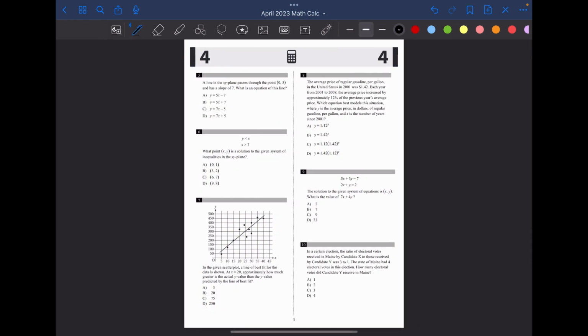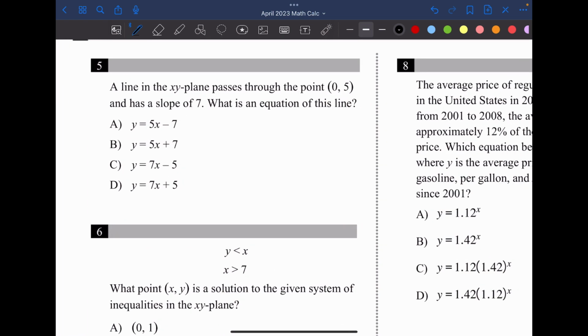Pretty simple. Question number 5, a line in the xy-plane. So for xy-plane, this is to confuse you a bit, but the xy-plane just means a normal graph that you've seen before. But yeah, so a line on a graph passes through the point (0, 5). So this is very important, and has a slope of 7. What is the equation of this line? We know that for any linear line, because this is a line, so for any line, it would have the equation y = mx + b. This is something you have to memorize, but m is the slope, and b is the y-intercept. So in this case, we know the slope, it's 7, that was given to us.